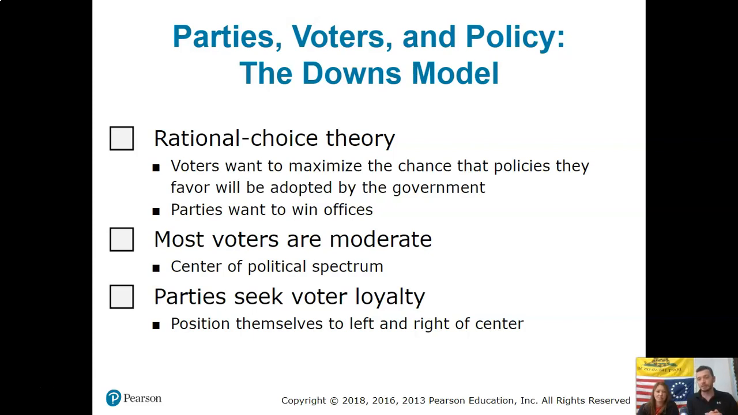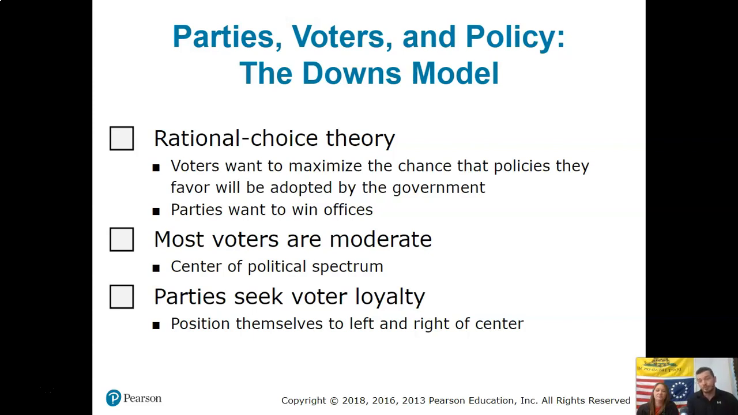So they're going to make choices about how to maximize their power in government at the federal, state, and then local level as well. Most voters are moderate, and this is the really important thing. The thing that nobody really talks about is that something like 70 or 80% of people are within a certain range of the moderate category on the political spectrum.